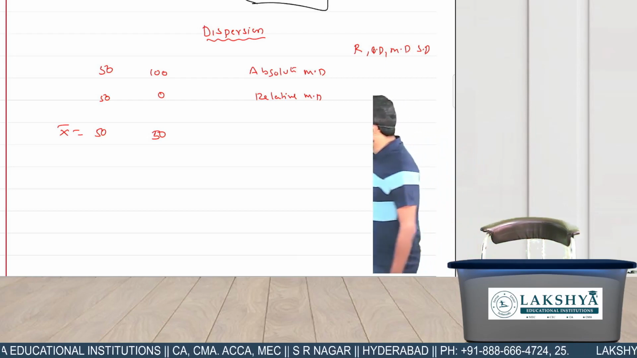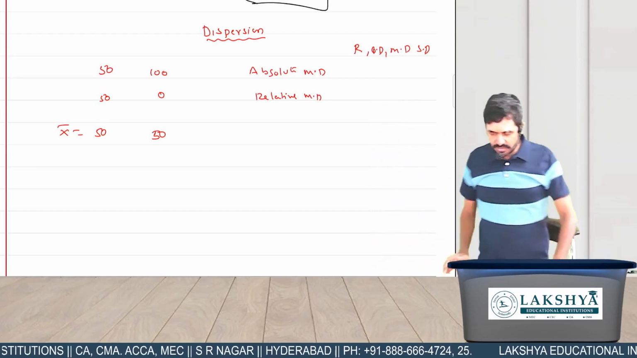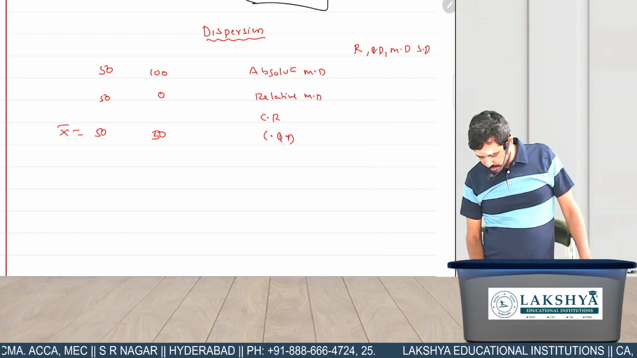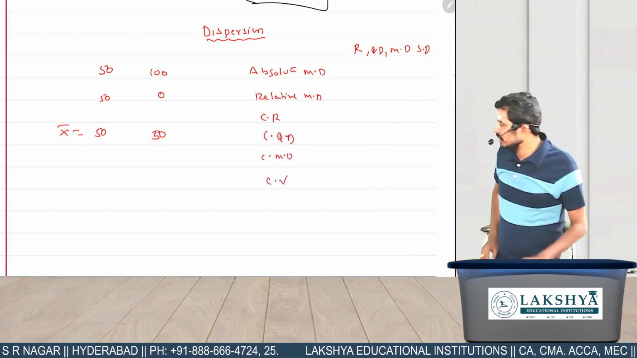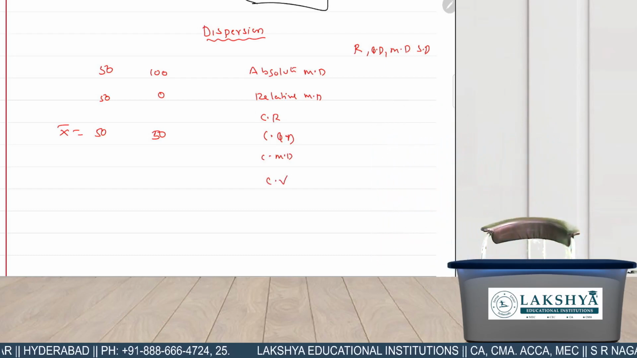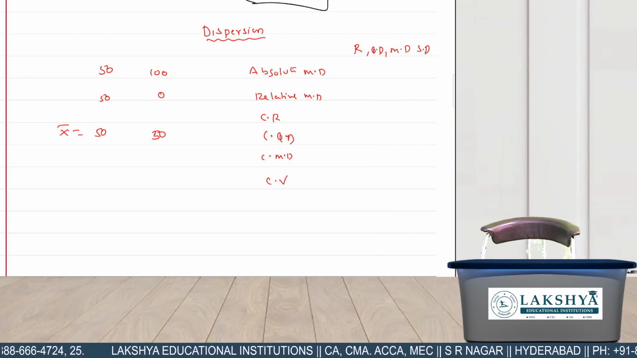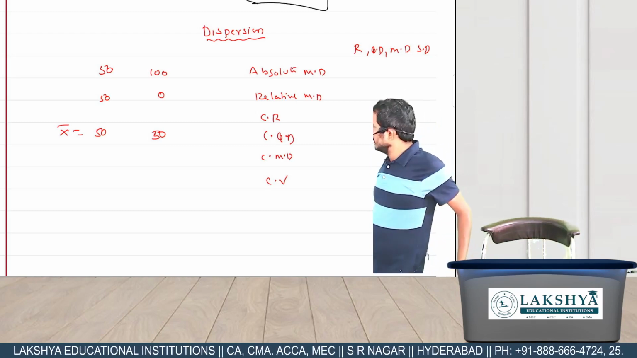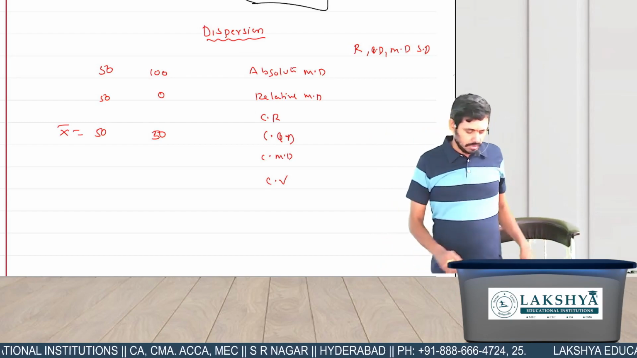Relative measures of dispersion are the coefficient of range, coefficient of quartile deviation, coefficient of mean deviation, and coefficient of variation. These are relative measures of dispersion. All of you understand that? Now we discuss one by one. Let us come to range.